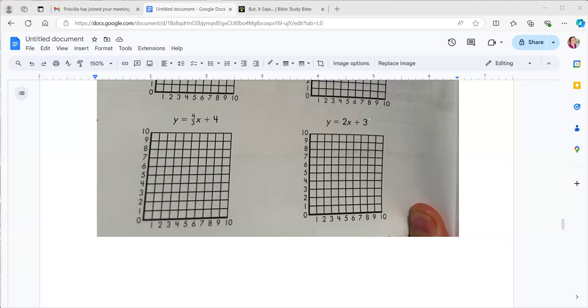We have a y-intercept of 3 and then a slope of 2. Every time you move over once, we're going to go up 2. There's our y-intercept on 3. Sorry, pause the video if you haven't yet. Finish it yourself.